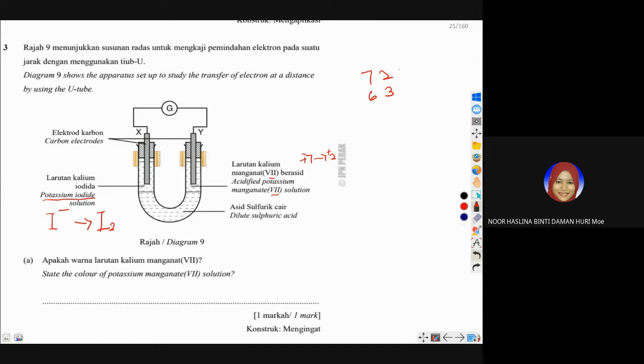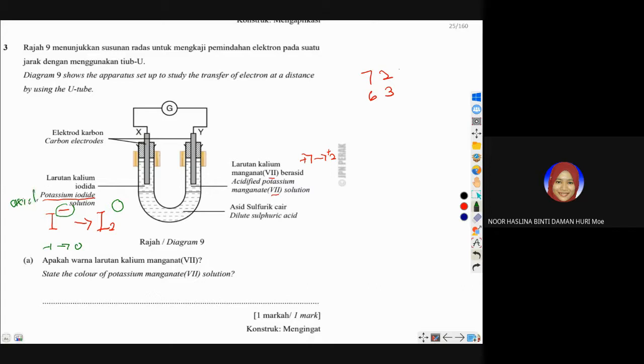Oh, this one, tengok oxidation number je, apa? Negative, kan? Okay, iodine, oxidation number become 0. So nampak, negative become 0. Okay, oxidation process or reduction process? Negative 1 become 0. Oh, bertambah. So the oxidation number increases. That means dia adalah oxidation process kat sini.